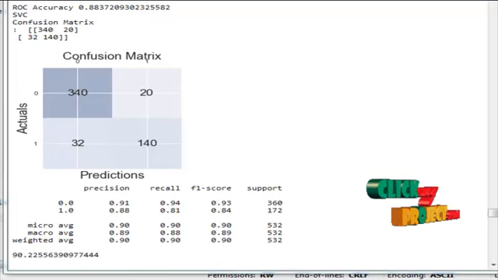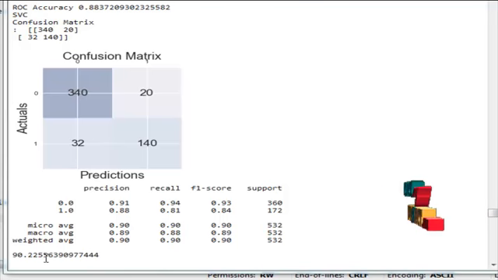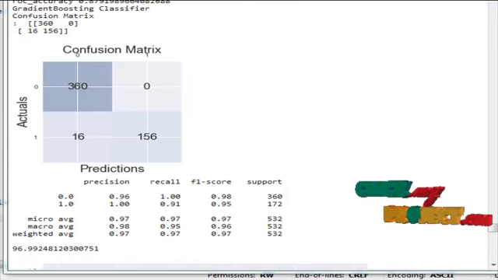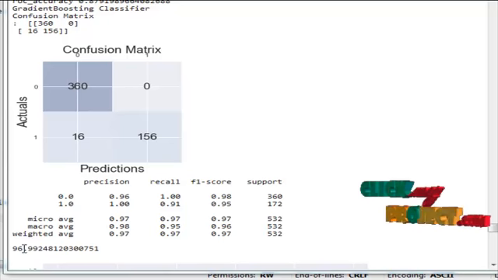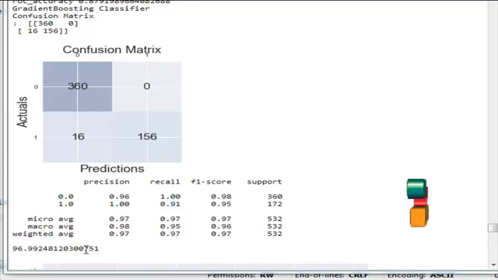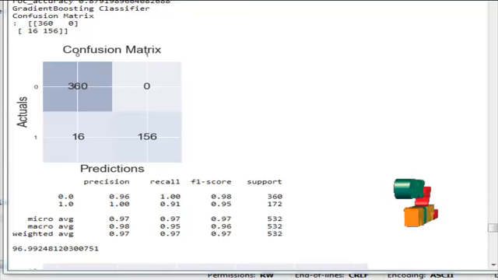92.48%. This is the third classification algorithm, support vector machine algorithm. So we get the accuracy at 90%. This is the last and final algorithm, gradient boosting classifier algorithm. We get the accuracy as 96%. So this is the highest percentage accuracy among the algorithms. So moreover, the gradient boosting algorithm is a high accuracy algorithm.